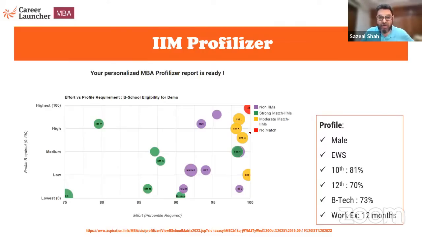For example, this is the profile that I've mentioned here. That person, for an IIM Lucknow, needs somewhere around a 98 percentile, or 98.5 or 99 percentile. So this is what the Profilizer will tell you, कि आपको कौन से बी स्कूल के लिए कितना परसेंटाइल लगेगा as per your profile. This is very good information that you can check out. So please go for it. Anvi, Dev, all of your answers will be answered when you go to the Profilizer.